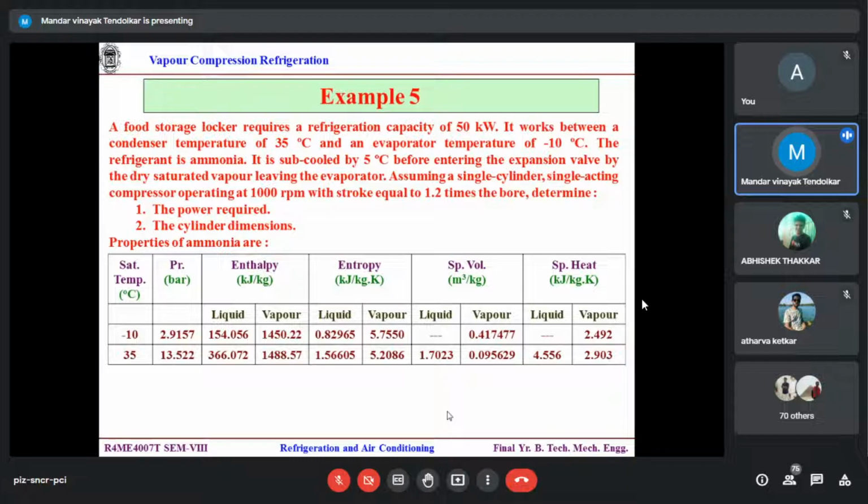Assuming a single cylinder, single acting compressor operating at 1000 RPM with a stroke equal to 1.5 times the bore. Do you know this now or not? Should I take this example or not? No sir, we don't know this. So then I will teach you this next, at 2 o'clock. I was assuming that you know the formula, but you don't. So at 2 o'clock we will deal with this example.